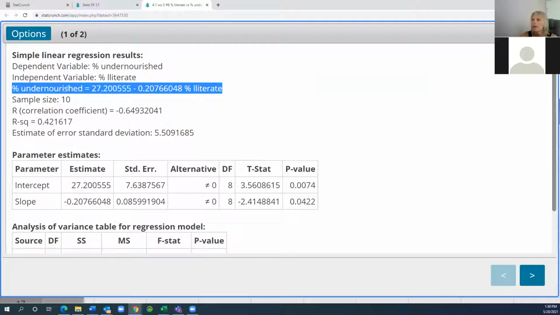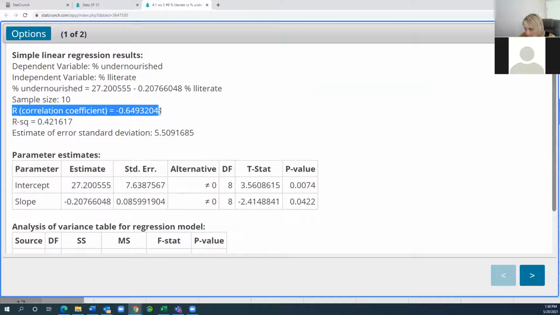And remember I mentioned on the YouTube videos that in StatCrunch, they give us the equations as Y equals B plus MX for some reason. So you can verify your slope and your y-intercept right down here where I'm circling. The thing we want first, though, on this worksheet on question number 6 is the correlation coefficient. So I'm going to highlight that right here. Our correlation coefficient is negative 0.649.